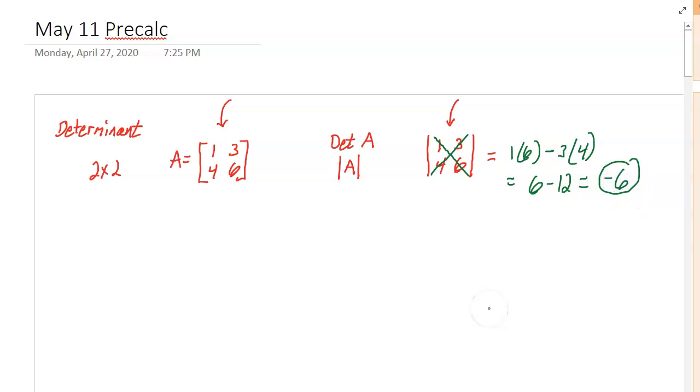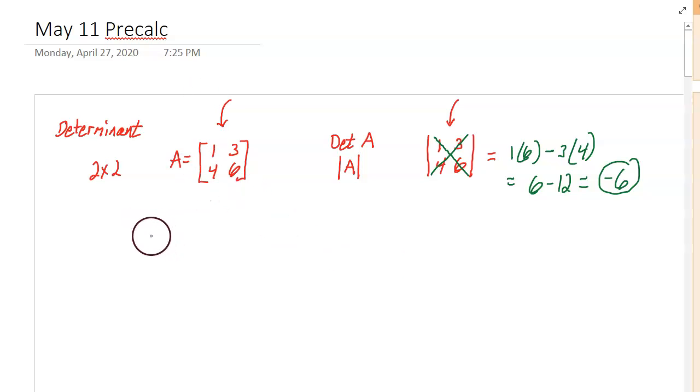In the previous lesson, when we were finding the inverse of a 2 by 2 matrix, we also multiplied these two entries together and subtracted the product of these two entries. We did that in the denominator of the formula that we used to find the inverse of a 2 by 2. So that was one application of determinant of a 2 by 2 matrix.